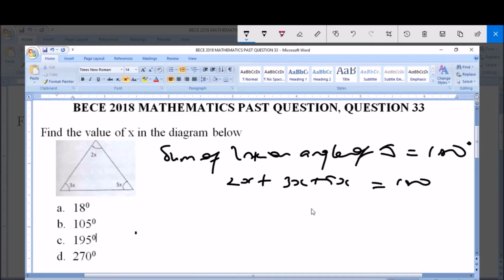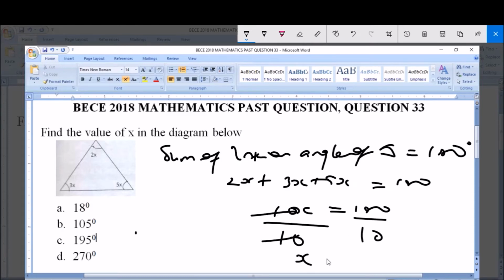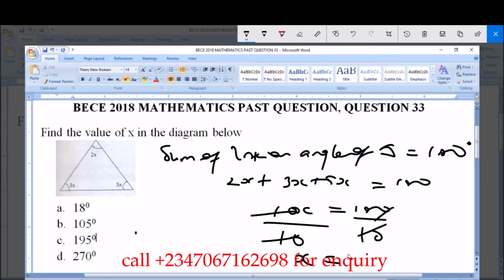Now 2x plus 3x plus 5x will give us what? 10x is equal to 180 degrees. Now to find x, we divide both sides by the coefficient of x, which is 10. So 10 here, we cancel 10, we are left with x equal to, and 180 divided by 10 will give us what? 18 degrees. So therefore x is equal to 18 degrees.